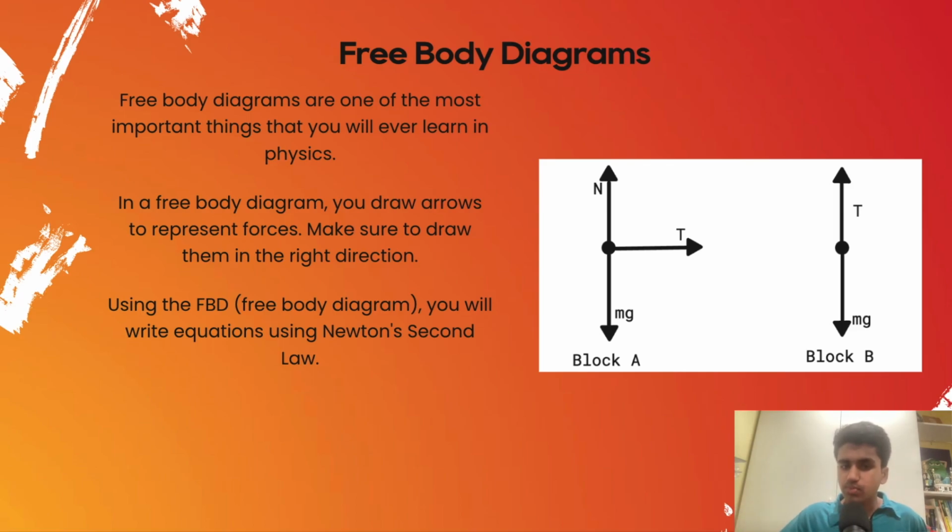For example, this image has a free body diagram from the book itself, directly from my book. For example, in block B, you can see how there's a gravitational force downwards. Remember, gravitational force is downwards. And then there's a tension force upwards. Label the forces and draw the arrows to represent the direction.